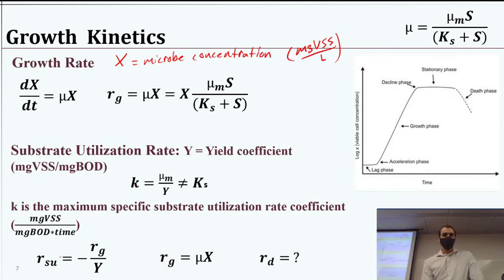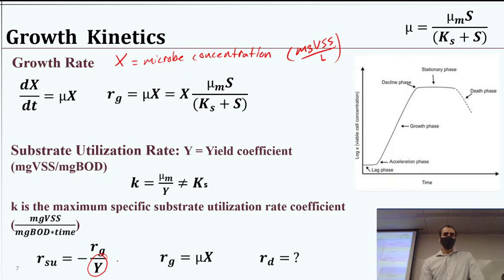So in this case, we've got a rate of that substrate utilization. It's going to be negative the growth rate divided by that yield coefficient. So when we do that, this growth rate, instead of milligrams of VSS that we're producing, because the growth rate is per time and milligrams VSS per liter, so it's the mass of microbes per time. Essentially we're just changing that from the mass of microbes per time to the mass of substrate per time when we divide by Y.